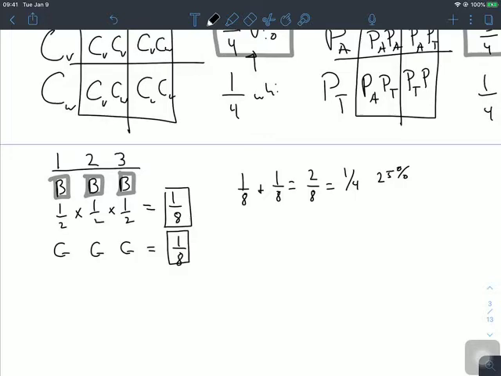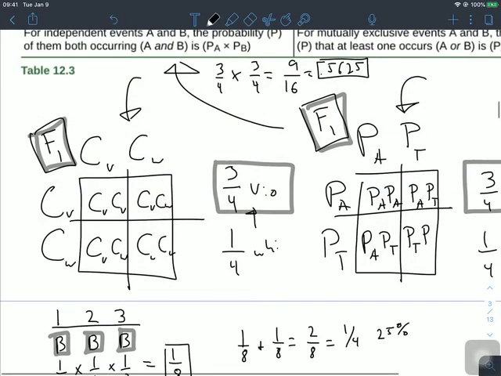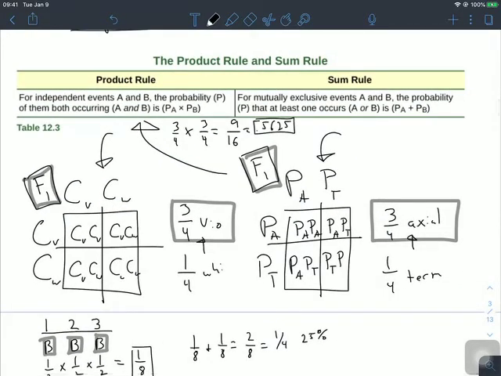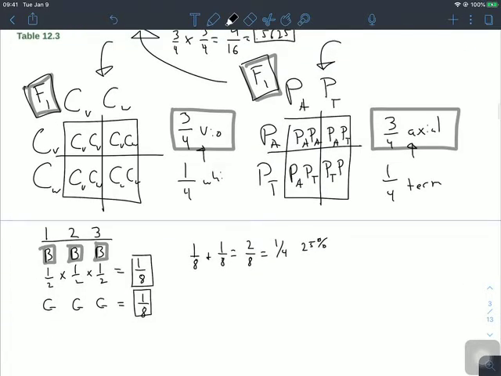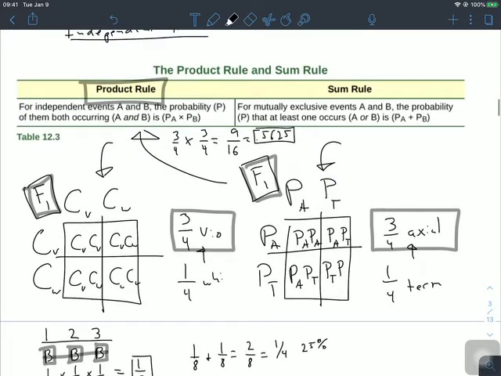So hopefully this explains to you the places where we're using the product rule, independent events where you're looking at both of them occurring, or the sum rule, mutually exclusive. You can't have 3 boys and 3 girls if you only have 3 children. You have to look at them separately. So both will be fair game for our different methods of evaluation.